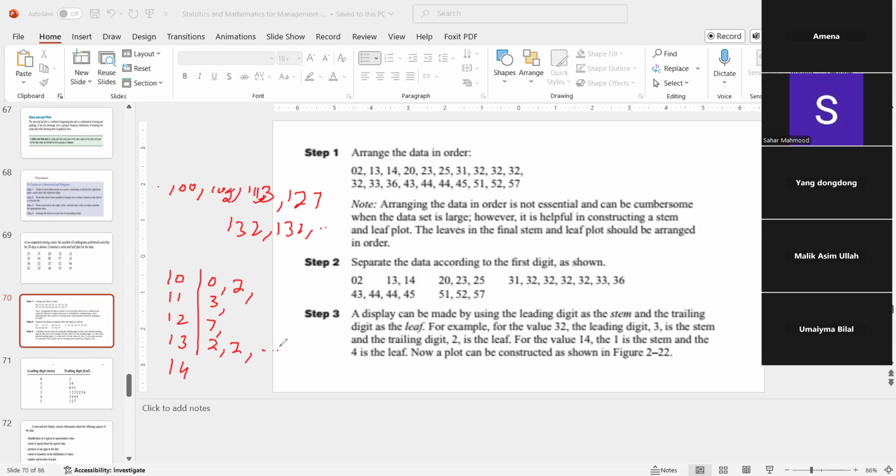जो भी numbers थे हम उनको plot कर देते हैं. Is it clear how to draw a stem and leaf chart now?